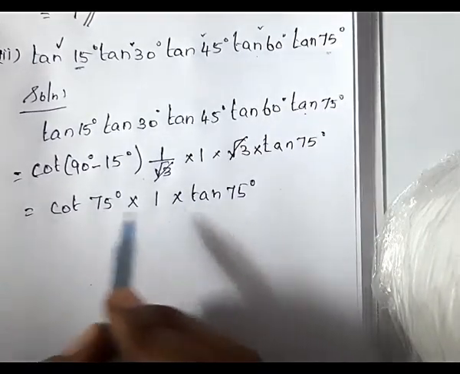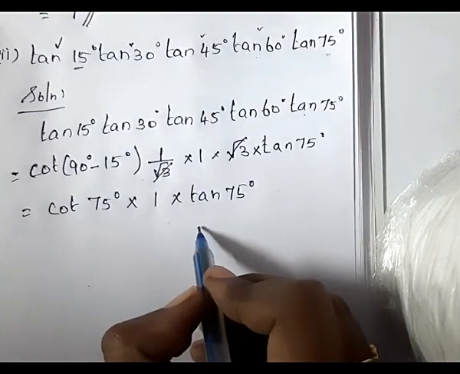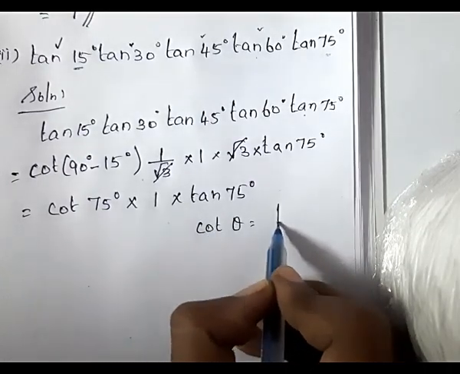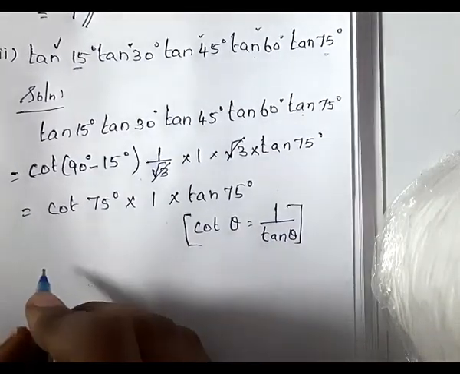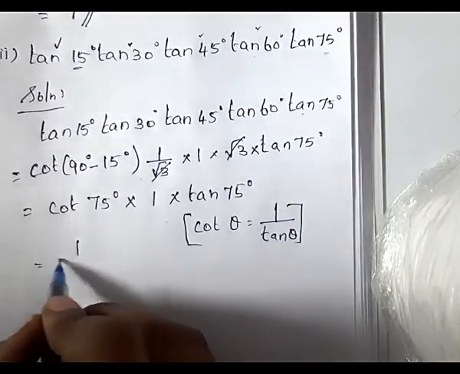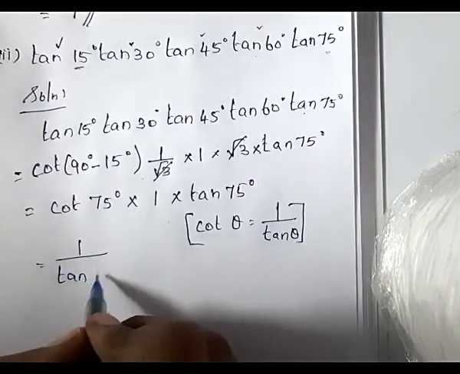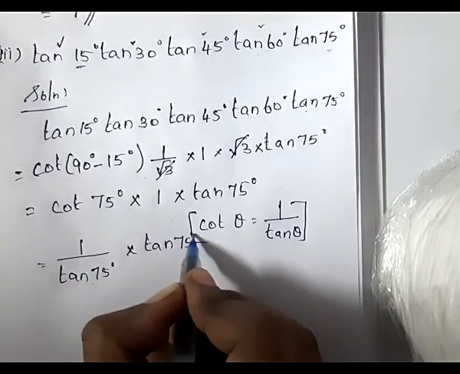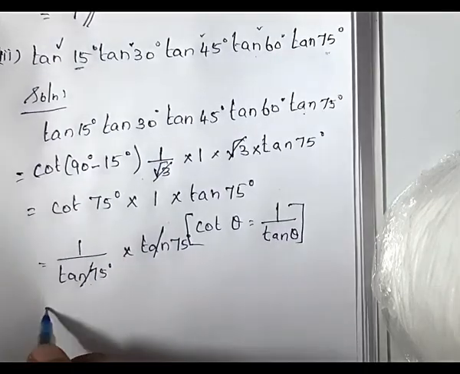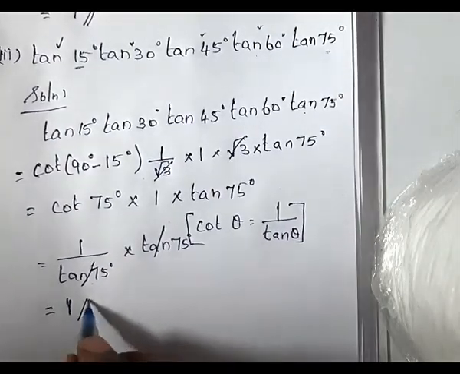Already you know the relation between tan and cot. So cot theta equal to 1 by tan theta. This one here we are going to apply. So 1 by tan 75 degree into tan 75 degree. Cancel it. Answer is 1. Okay.